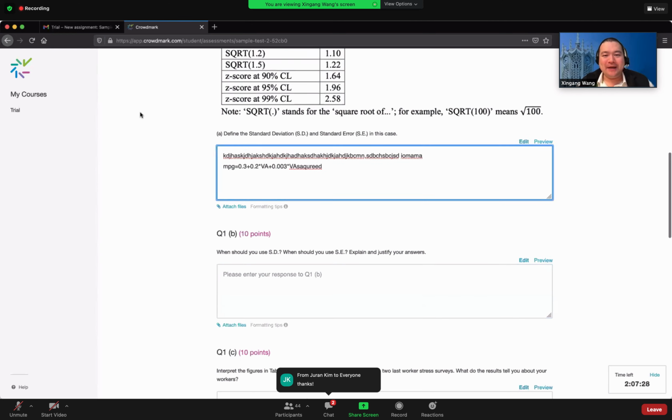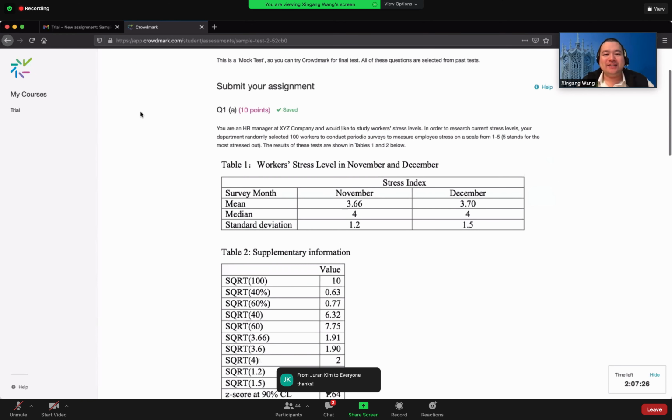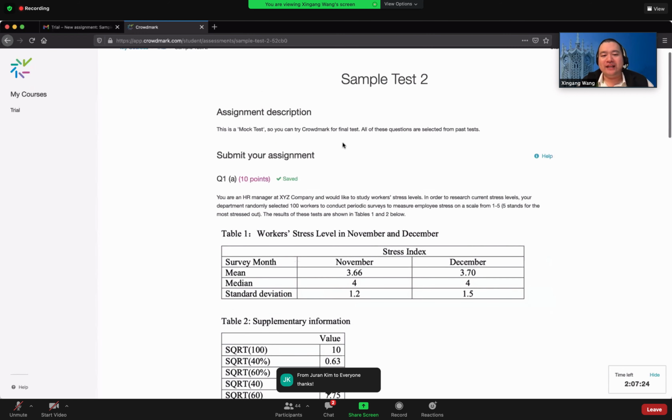Good. Okay. All right. So as you can see, this is a mock test. This test question is actually taken from my tests. The other questions are taken from the other teachers' questions, and probably you can see that my question is a little bit challenging. Yeah, I admit it's quite challenging and tests your good understanding.